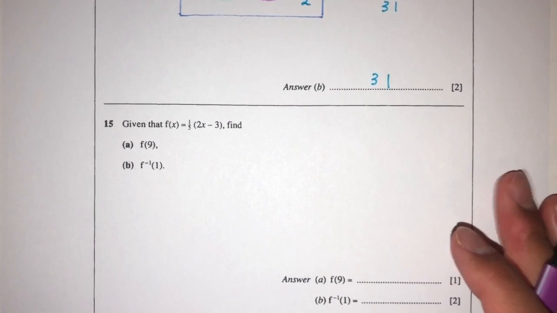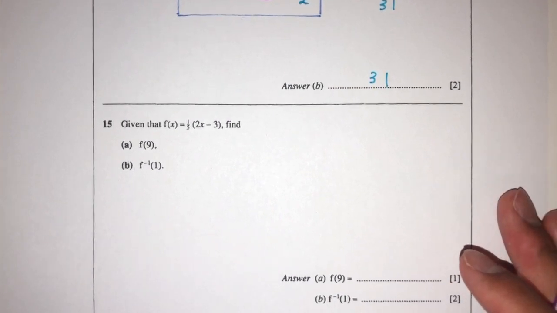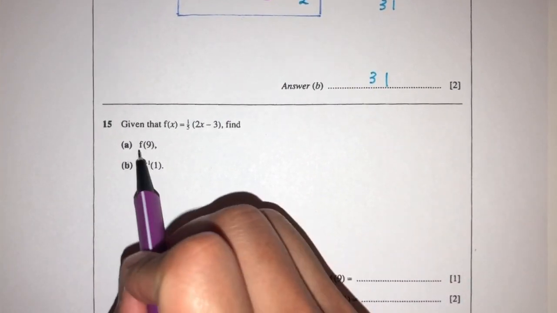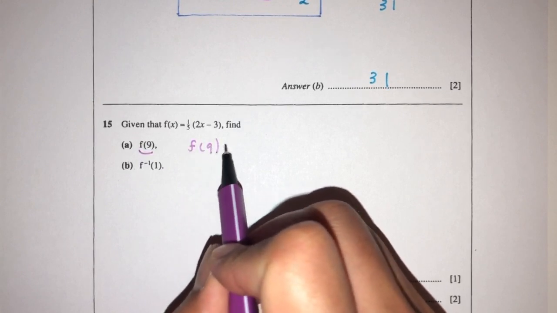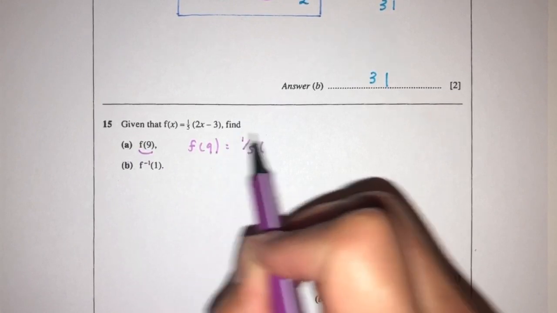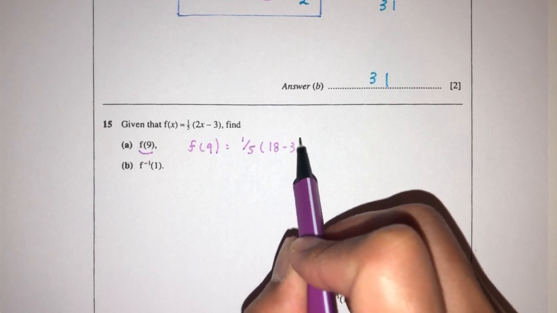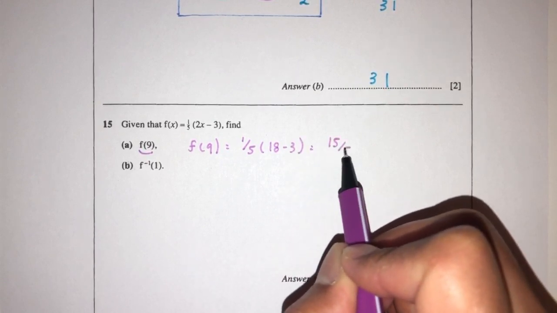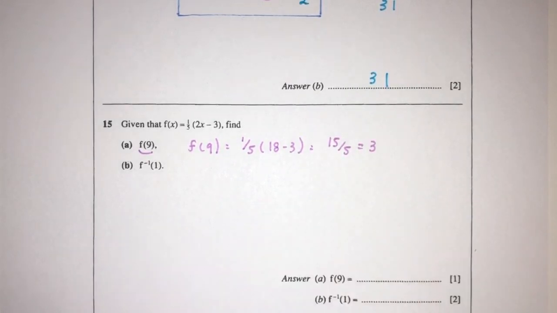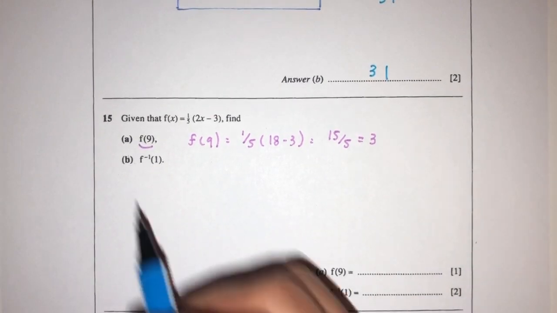Now for 15. So given that f of x is this, find f of 9. So replace the value of x by 9. That will be 1 over 5 times (2 times 9, which is 18, minus 3). That will be 15 over 5, and that should be 3. Here we have to find f inverse of 1.